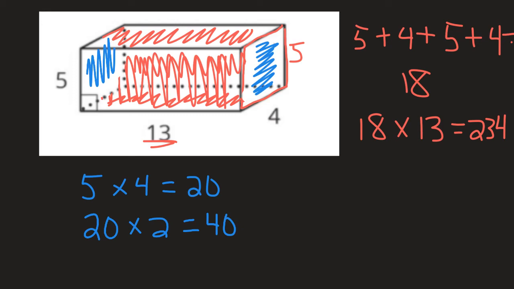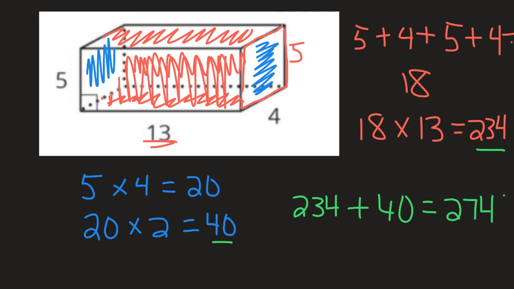And then finally, to finish up, you take your 234, which is the red part, you add it to the 40, and you end up with 274 units squared. But for assistance, we're just going to type in 274.